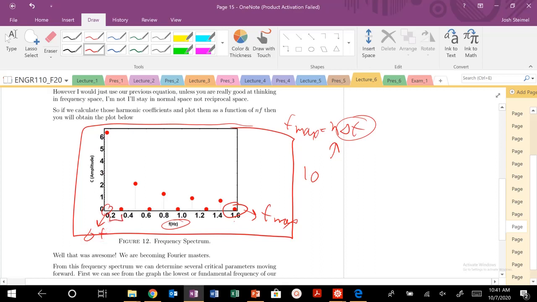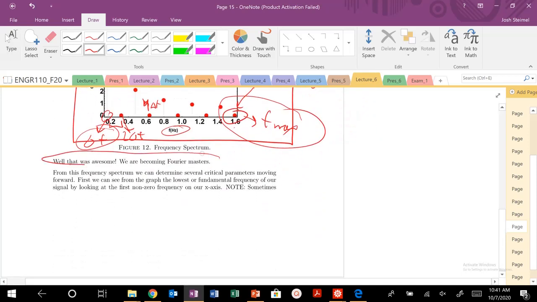And these spacings are going to be in interval spacings of delta f, because this is also 2 delta f, because it's integer values. This is 3 delta f, this is 4 delta f, etc. So this is my lowest frequency, this dot is my maximum frequency, and we also know that there's a dominant frequency. The dominant frequency has the highest amplitude, the highest y value, and in this case, our fundamental frequency is also our dominant frequency. So that's it. We're our Fourier masters.